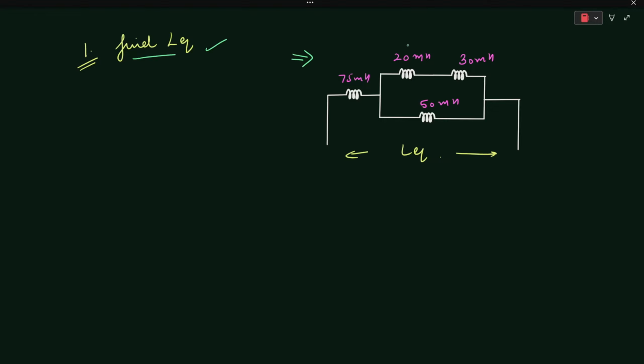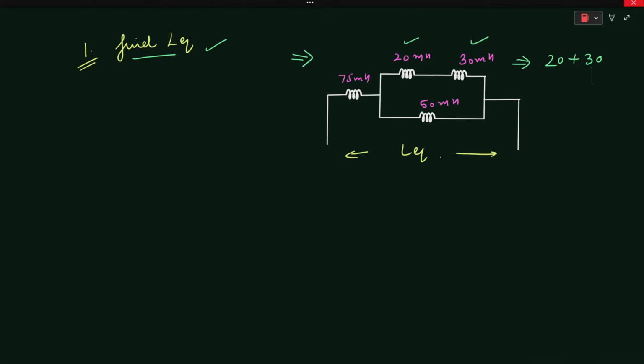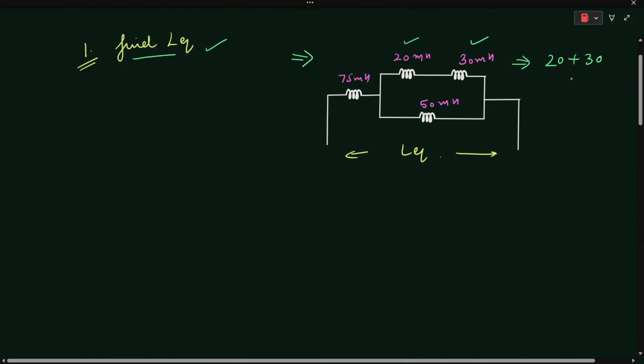As you can see, the 20 millihenry inductor and 30 millihenry inductor are connected in series with each other. So the resultant inductance will be equal to 20 plus 30, which is equal to 50 millihenries. And the combination of these two inductors is connected in parallel with the 50 millihenry inductor.